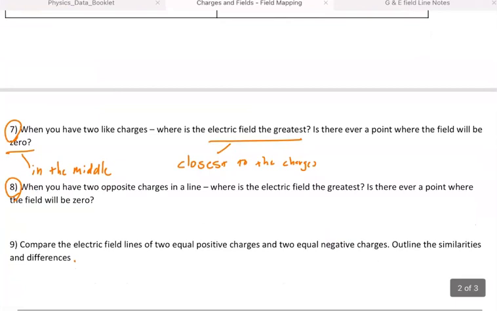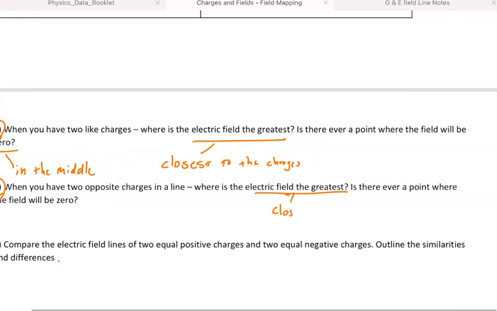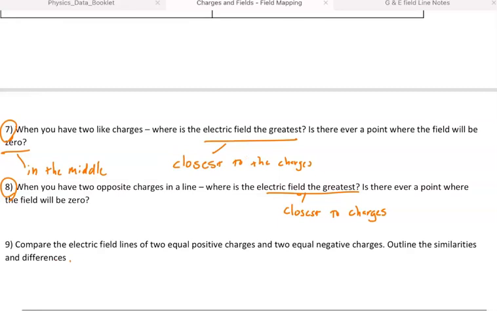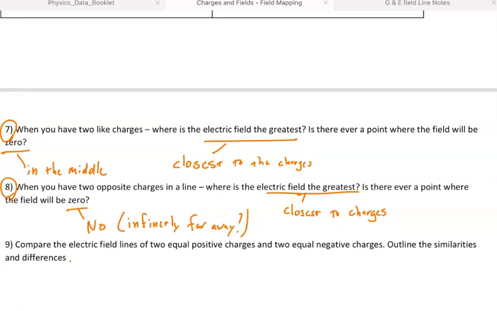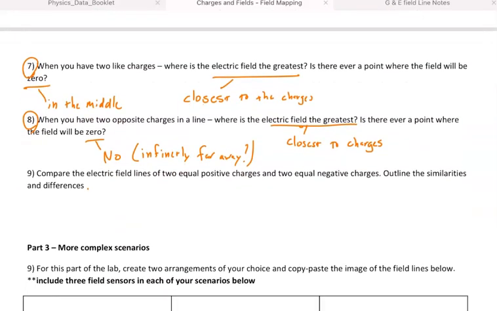So where's the electric field the greatest? Closest to the charges. Is there ever a point where there will be 0? No. Or technically infinitely far away, maybe? But yeah, infinitely far away, but inside the screen, no. Compare the electric field lines of two equal positive charges and two equal negative charges. Outline the similarities and differences. I'll leave that for you. You do it.